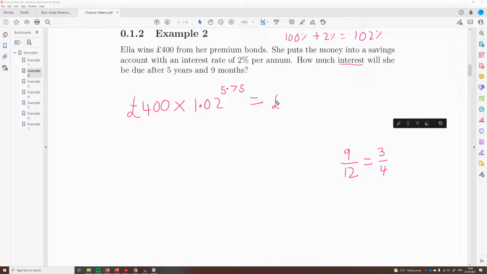So after that period of time, she would have £448 and 24 pence. Again, we're not going to forget this, are we? The question is asking us about how much interest she's earned, not how much money she's got. Well, this is fairly straightforward. She started with 400. She ended up with 448.24. So the interest that she's earned is going to be £48 and 24 pence. I've just subtracted 400 from this amount here to get that.